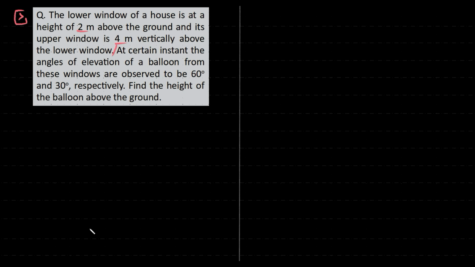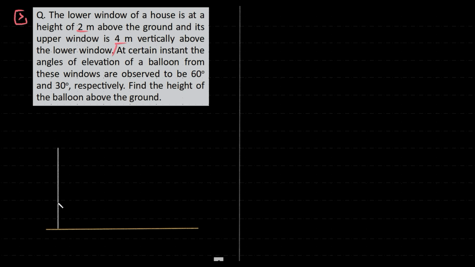So here we can draw a ground. Without the ground, how will you measure? It's our reference point. Say this is the tower. There's a balloon somewhere over here, because at a certain instant, the angle of elevation of the balloon is observed. So both are looking up.